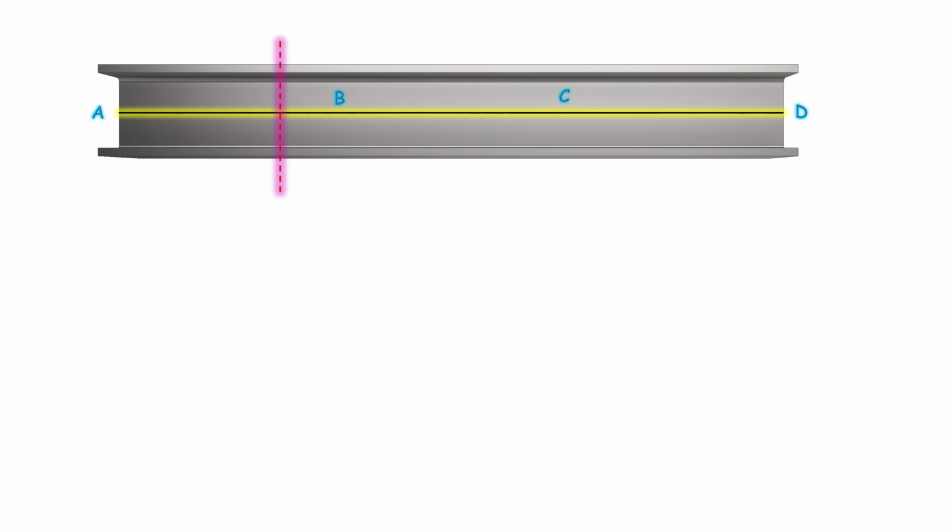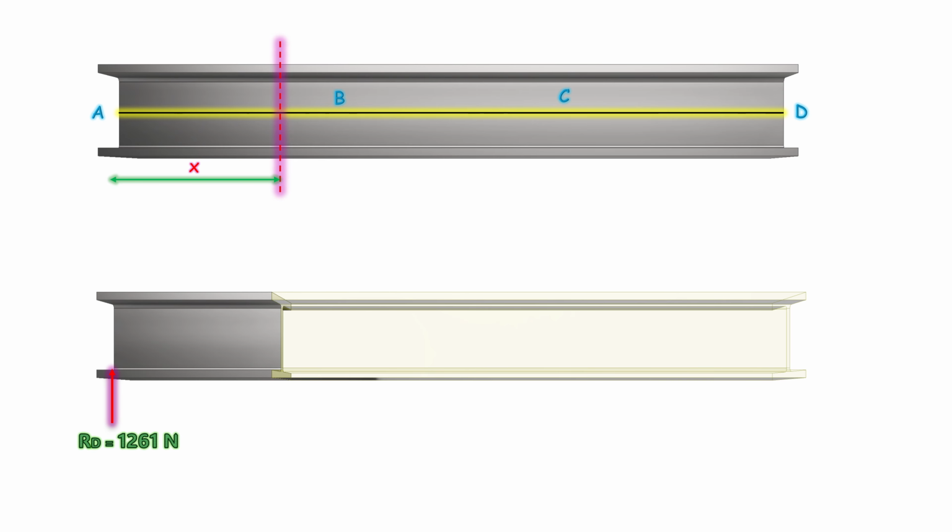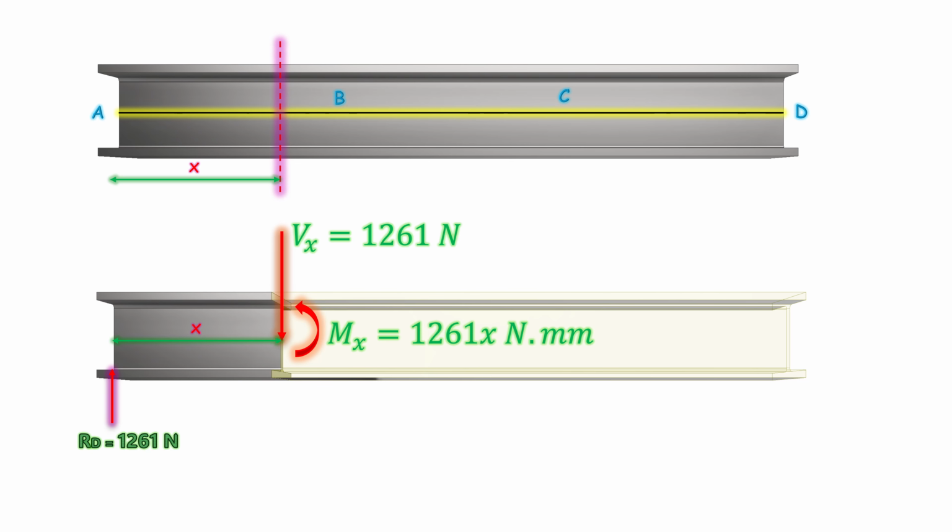To maintain equilibrium, the shear force, Vx, must balance the 1261 Newton reaction force. Similarly, the bending moment must balance the moment generated by the 1261 Newton reaction load. So the reaction force at the cut plane, Vx, is equal to 1261 Newton, and the reaction moment is equal to 1261 multiplied by x. Let's draw the shear force and bending moment diagram.